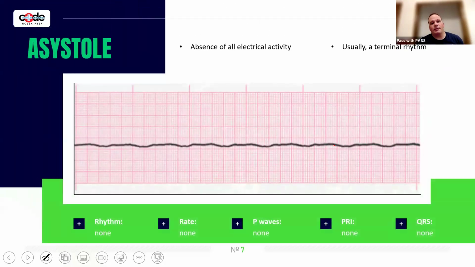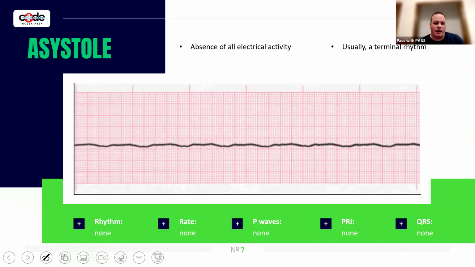So now let's talk about asystole. Asystole is an absence of all electrical activity, right? It's flatline. It's the most popular EKG rhythm that pretty much anyone walking down the street probably knows, thanks to all these medical shows. But asystole is completely flatline. There is zero electrical activity whatsoever. And usually this is a terminal rhythm.